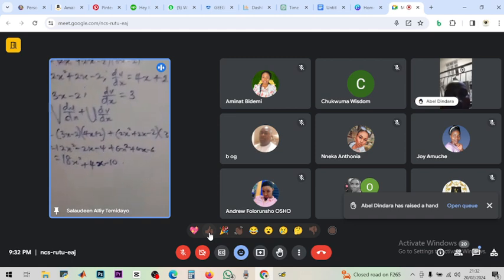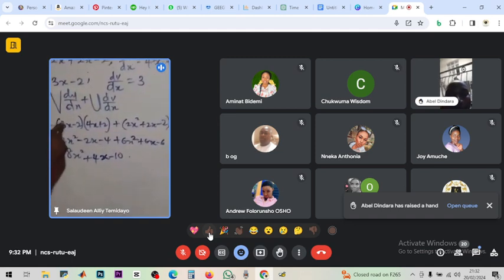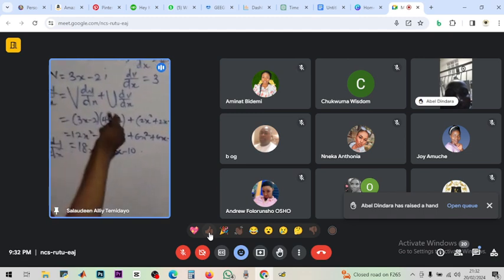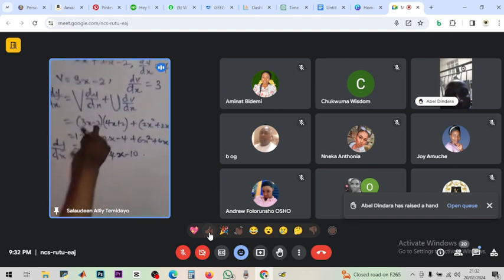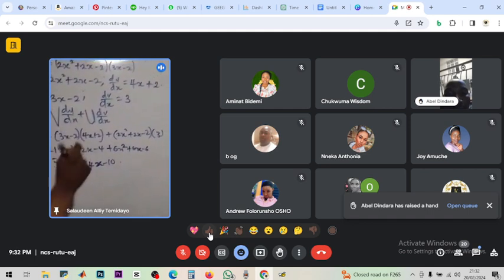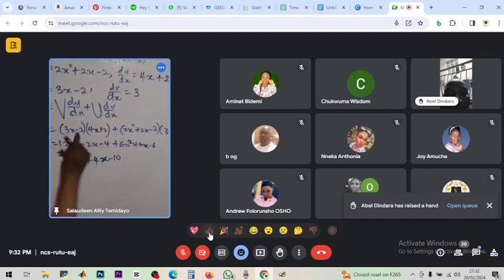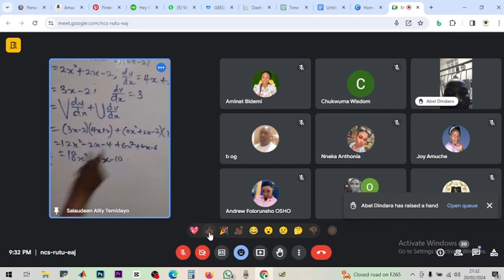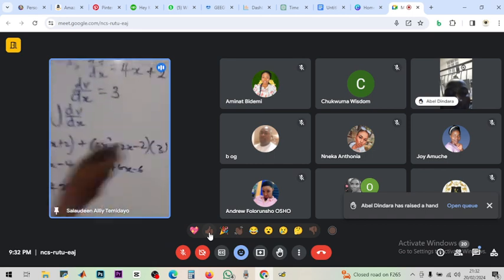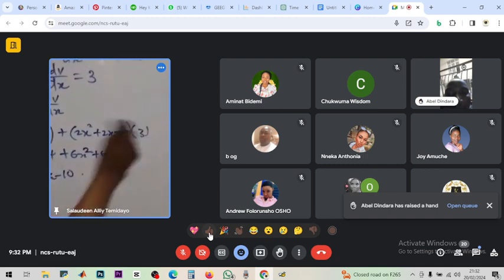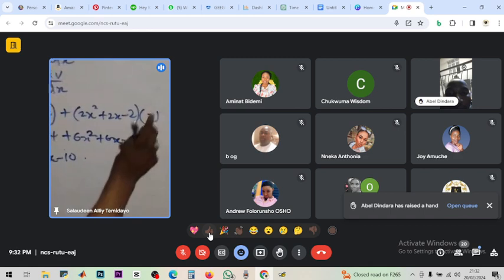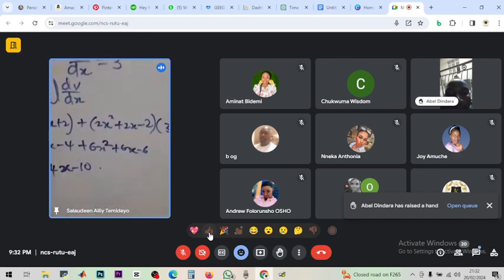Now expand your brackets. To expand your bracket here, 3x times 4x is 12x squared. 3x times 2 is 6x. Minus 2 times 4x is minus 8x. 6x minus 8x gives minus 2x. Minus 2 times 2 gives minus 4. So for the second part, you multiply this 3 by everything here. That means you're expanding the bracket. 3 times 2x squared is 6x squared. 3 times 2x is 6x. 3 times minus 2 is minus 6.